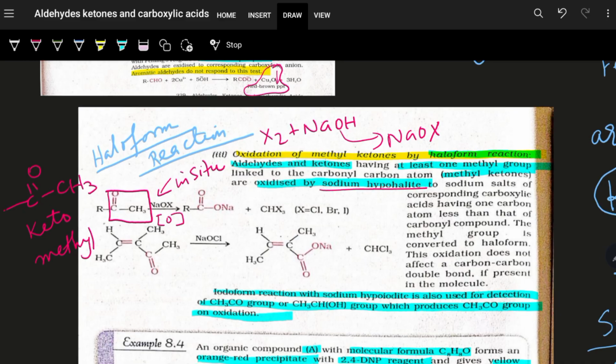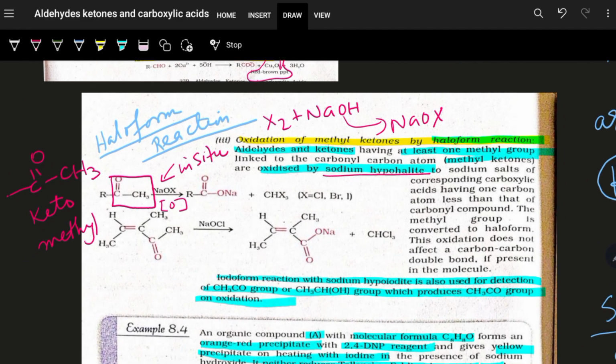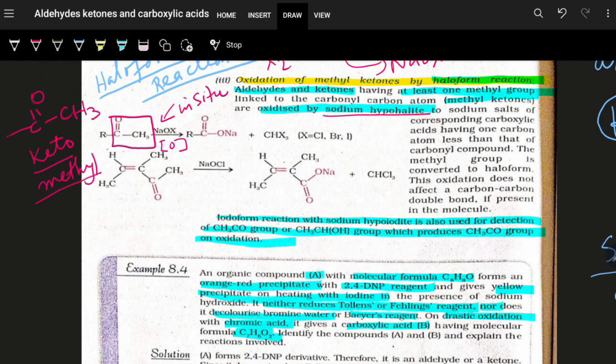Now remember that this test is not only a test for carbonyl, it is also a test for alcohols that contain the CH3CHOH linkage, and that can get oxidized to a ketomethyl group by the removal of this 2H. Oxidation is removal of H2. So this type of alcohol containing the CH3CHOH group, by the removal of H2 by oxidation, lands up in the formation of a ketomethyl compound only.